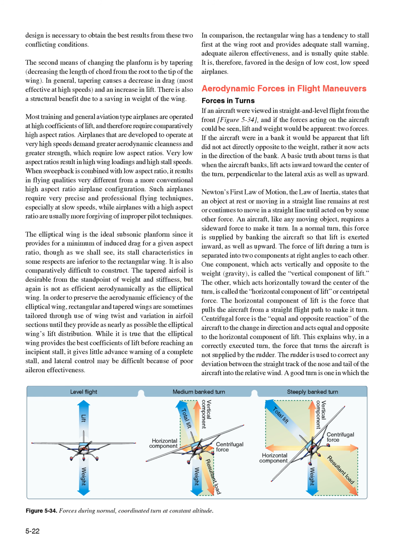One component, which acts vertically and opposite to the weight, gravity, is called the vertical component of lift. The other, which acts horizontally toward the center of the turn, is called the horizontal component of lift or centripetal force. The horizontal component of lift is the force that pulls the aircraft from a straight flight path to make it turn. Centrifugal force is the equal and opposite reaction of the aircraft to the change in direction and acts equal and opposite to the horizontal component of lift. This explains why, in a correctly executed turn, the force that turns the aircraft is not supplied by the rudder.